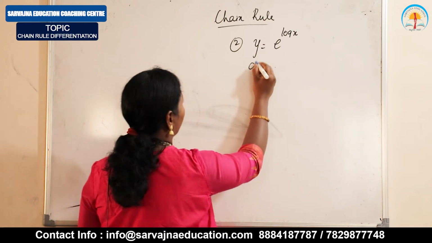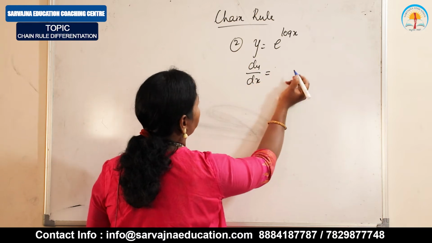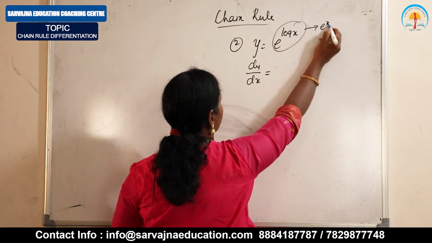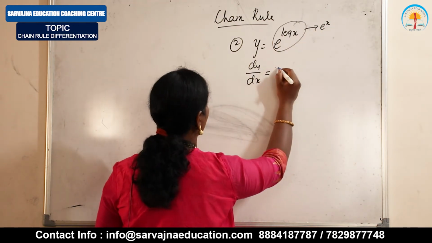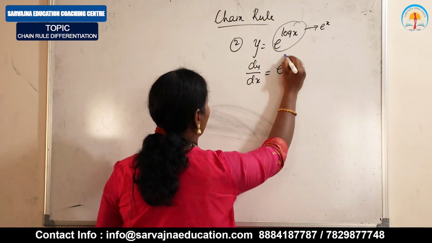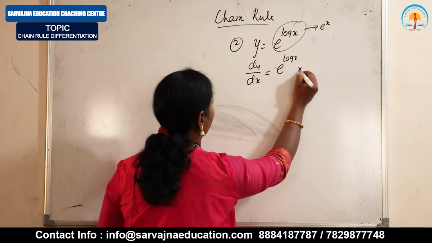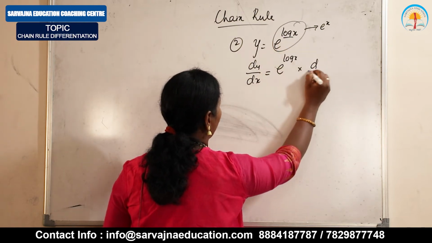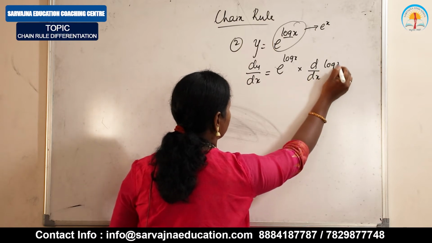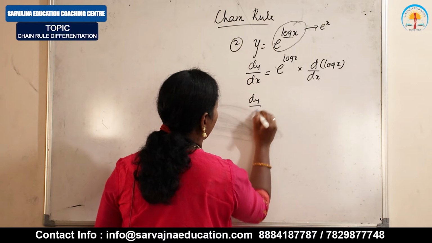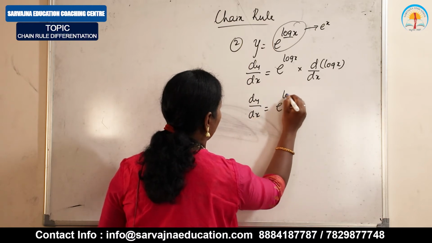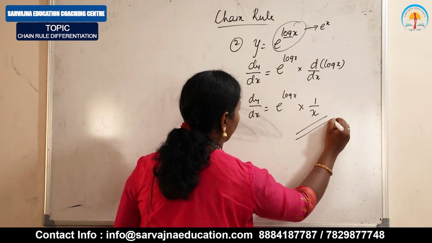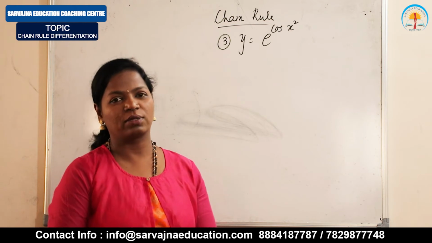So now dy by dx is equal to e power log x. This looks like e power x, right? So the differentiation of e power x is e power x only. So we have to write it as e to the power of log x into, in the place of x, log x is there, that we have to differentiate, d by dx of log x. So dy by dx is equal to e power log x into, differentiation of log x is 1 by x. That's all. This is the final answer. Guys, we'll see the third example.